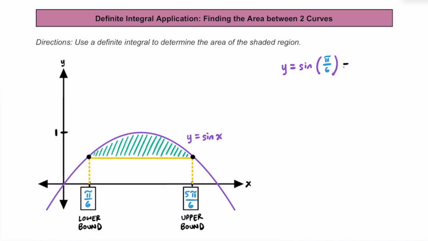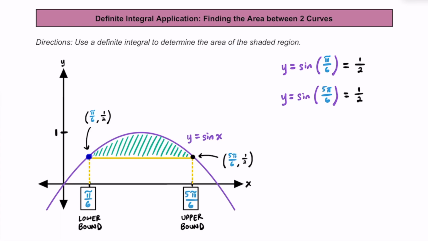If we plug in that x value of pi over 6 into that sine function, that's going to equal 1/2, since sine of pi over 6 is equal to 1/2. So this point right over here is pi over 6 comma 1/2. What about this point over here where x is equal to 5 pi over 6? Well, if we plug in 5 pi over 6 into that sine function, sine of 5 pi over 6 is also equal to 1/2. So this point over here is 5 pi over 6 comma 1/2.